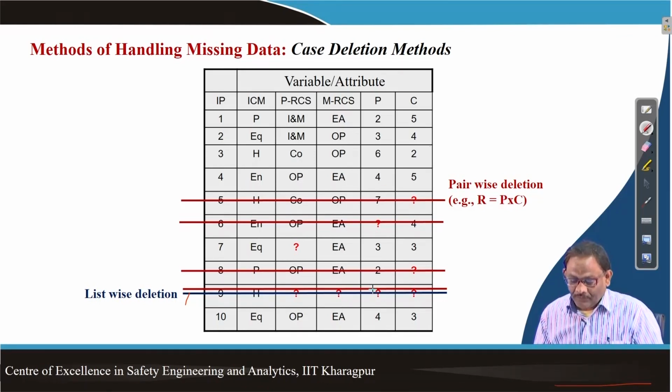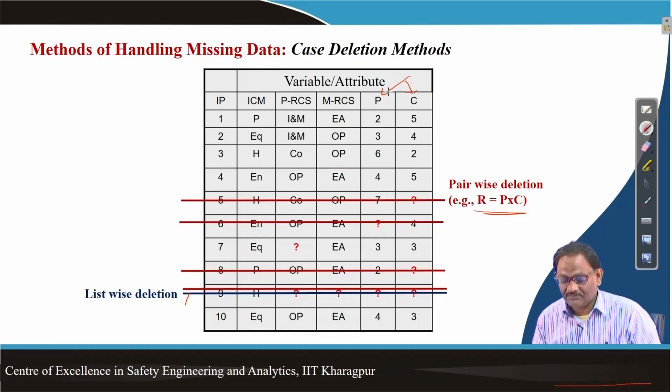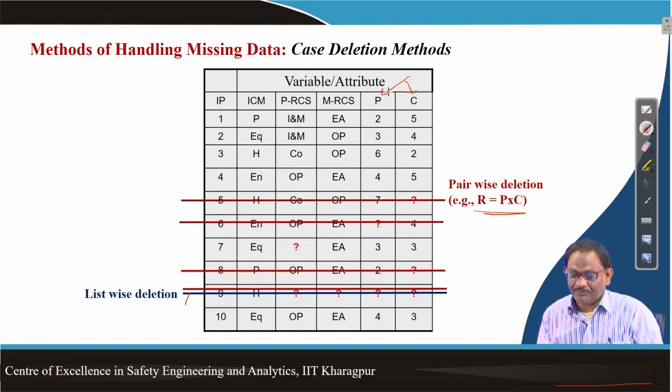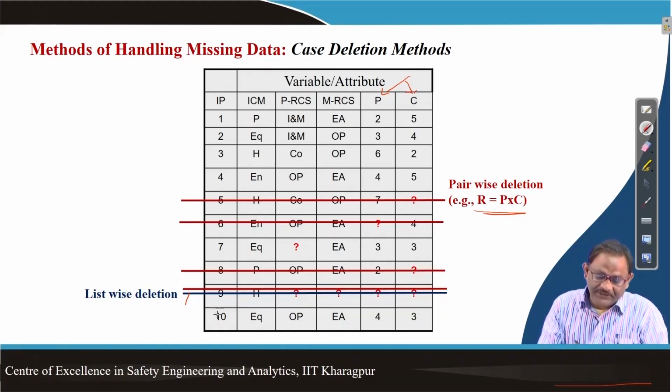Now in the pairwise deletion, suppose another example, I want to compute the risk of individual incident paths. Risk in a two parameter model considers P cross C. That means if I want to compute risk, I have to have P and C data for each of the incident paths.